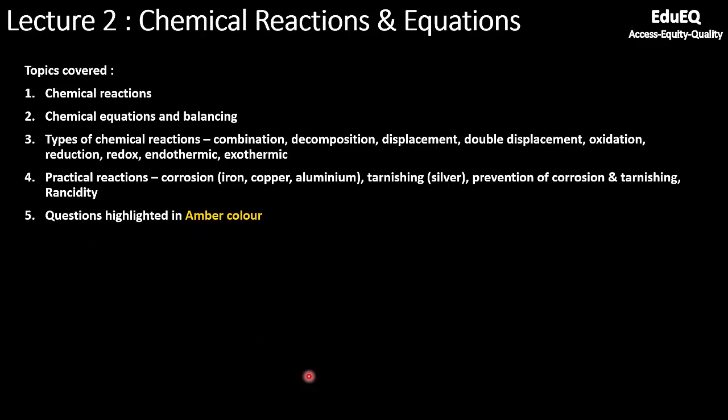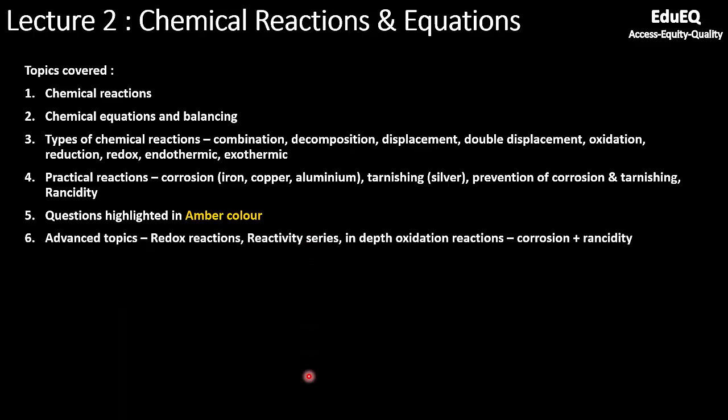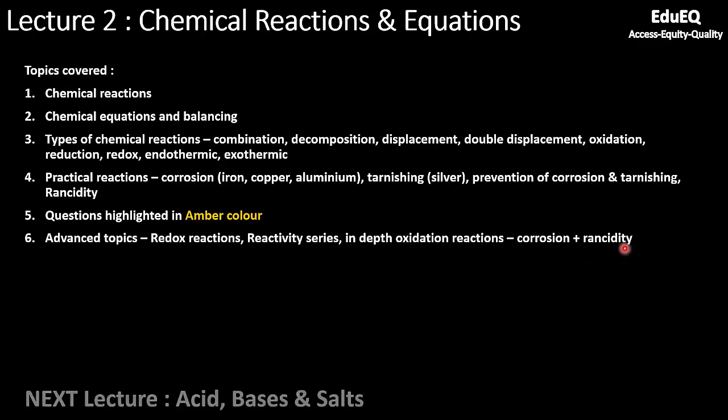We also did some homework problems. Some problems were given to you as homework, some we discussed in the class, or most of these problems were highlighted in amber color. We also did some advanced topics which were beyond the scope of class 9th or 10th, like redox reactions, what is the reactivity series, in-depth oxidation reactions, and then finally corrosion and rancidity. So typically corrosion and rancidity are advanced topics in oxidation chemistry.